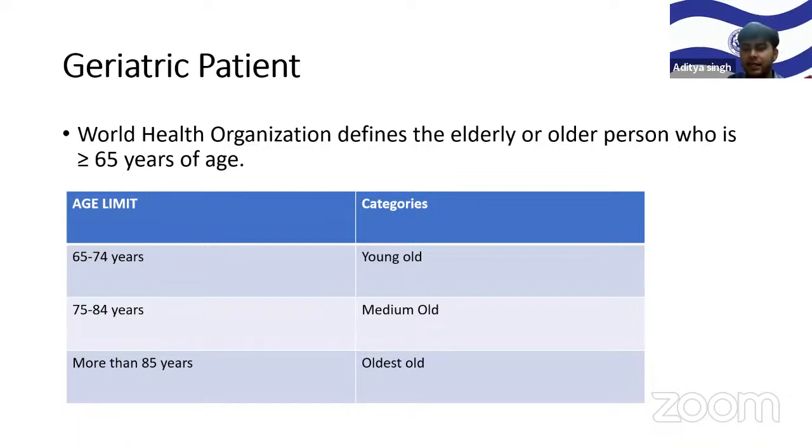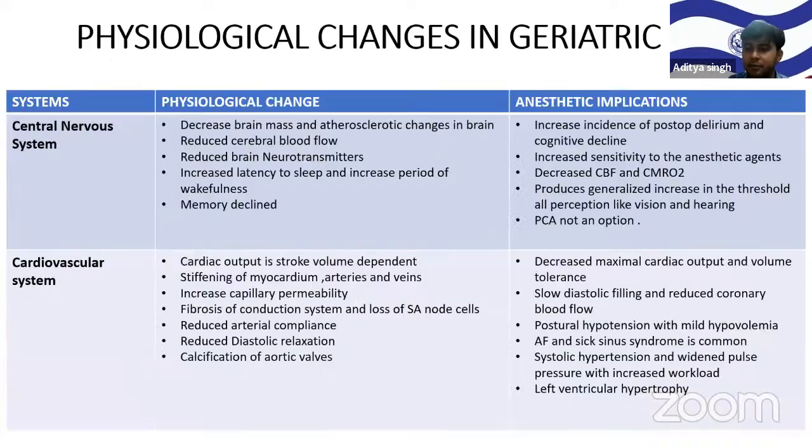Ma'am, physiological changes in geriatrics, when we start with the central nervous system, there is cerebral atrophy, a decrease in cerebral blood flow, along with a decrease in all types of neurotransmitters. So there is an increase in the threshold for all types of perception. Because of that, in the geriatric patient it is very common to have a delay in the reporting of acute pain. Also, in the CNS changes, postoperatively there is a chance of postoperative delirium or cognitive disability in these geriatric patients.